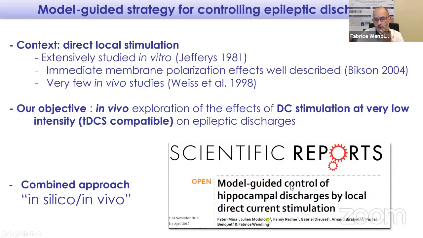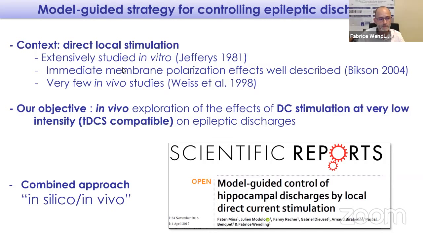What we wanted to achieve is a model-guided control of hippocampal discharges, using local direct current stimulation. Local direct current stimulation has been extensively studied in vitro. We know that it induces membrane polarization, which is very well described now. Unfortunately, there were very few studies in vivo. So our objective was to explore in vivo the effects of DC stimulation, but at very low intensity, as you will see, at an intensity that generates an electric field compatible with tCS.